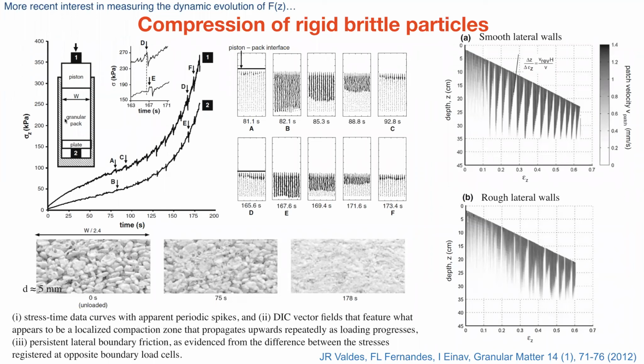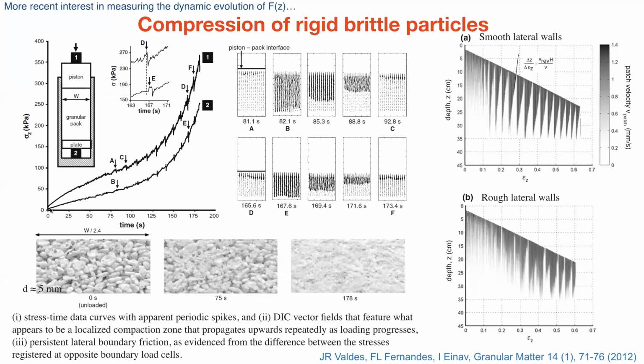So this is, for instance, a work from Itai Einav's group in Sydney, Australia. They put some grains inside a sample. They put brittle particles. In fact, it's puffed rice, a cereal. They put the particles inside. They compress from the top with a piston, and they measure the force acting on the piston and also the force acting on the plate at the bottom.